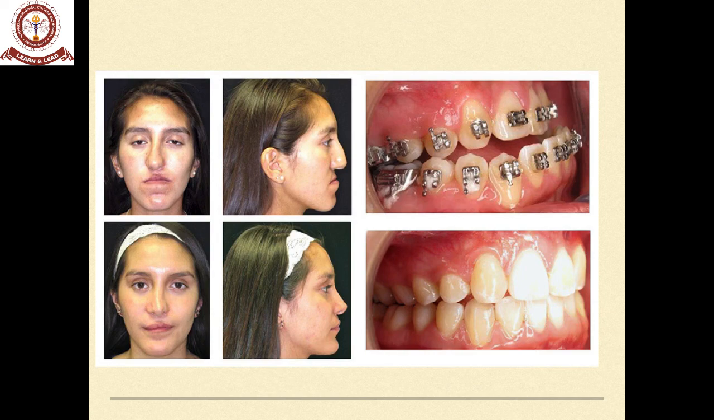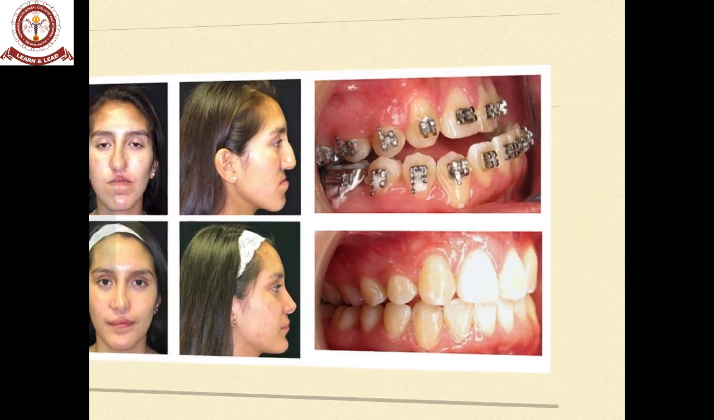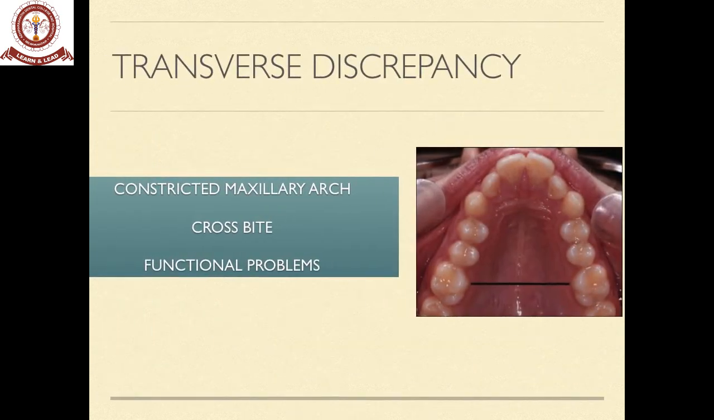Okay, the third thing we are going to see is a transverse discrepancy. We saw how we can correct the vertical excess of maxilla, how we can correct the anterior posterior excess or retrognathic maxilla anterior posteriorly, and transverse discrepancy. Certain patients will have a very narrow arch. So in these cases, imagine if it is an adult where orthodontic expansion of the maxilla is not possible.